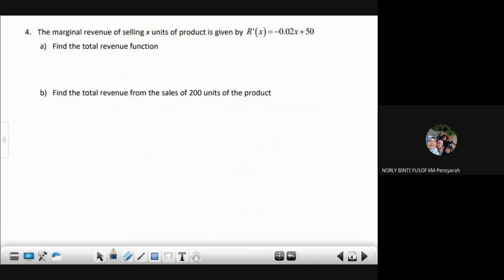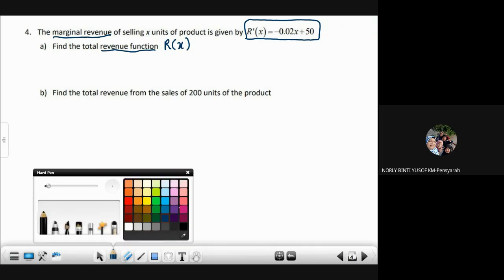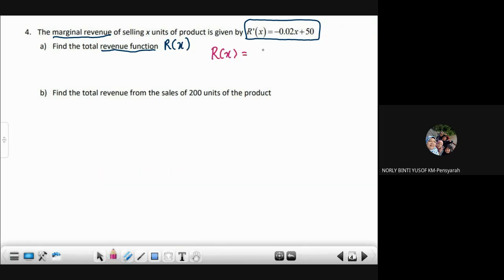Okay. So number 4, kita tengok pada nombor 4, example 4, the marginal revenue of selling unit. So marginal revenue R'(x) lah. So given already to you, with the x unit of product. So the question asks you to find the total revenue function. So you tak perlu cari lagi R(x), x times demand function sebab dia dah bagi marginal revenue. So you need to do integration of R'(x) untuk dapat R(x). So kita nak cari R(x) lah ni, revenue. So bila kita nak cari R(x), so kita kena integrate kita punya marginal revenue kita.